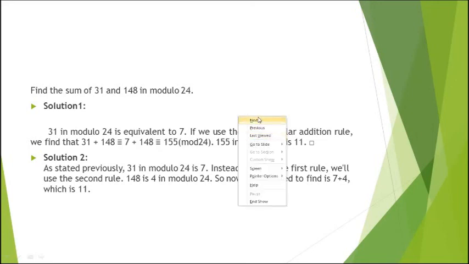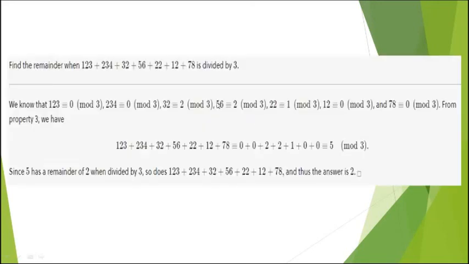Okay? Next, find the remainder when 123, 234, 32, 56, 22, 12, and 78 are divided by 3. So we know that 123 is congruent to 0. Paano naging 0 po siya? Congruence to 0. 1 plus 2 is 3 plus 3 is 6. 6 divided by 3, the answer is a whole number or an integer. That is 2. So wala tayong remainder. So we have 0, mod 3, no?